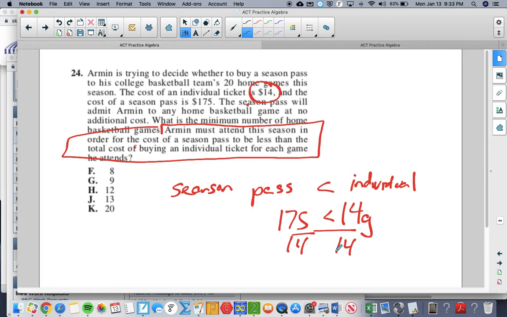We get 12 point something. So when you get 12, that takes you to $168. So round that up, it'll take 13 games to get you more than that. You need to round that answer up so the game side is more than the season pass side. All right, let's keep rolling.